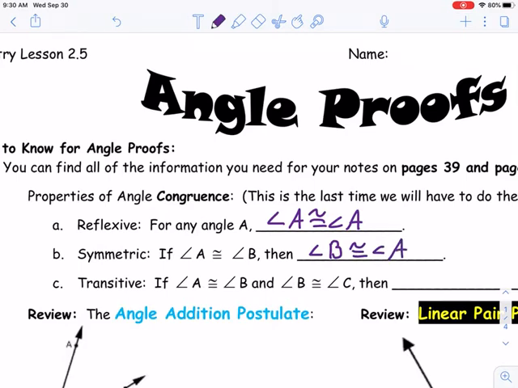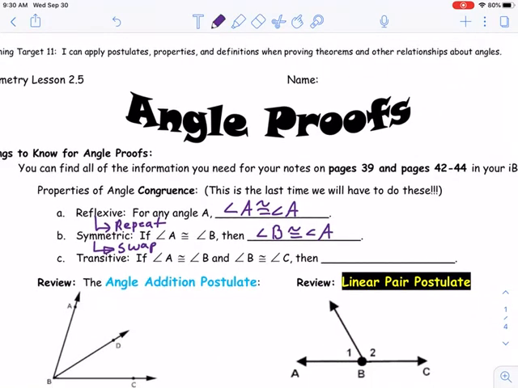And you might say, why do I need to know this? Well, back in the day, this was mind-blowing. This was better than sliced bread. Symmetric, swap the order. Reflexive, repeat. You guys got to remember it. Students like to forget this all the time, although it's incredibly simple.